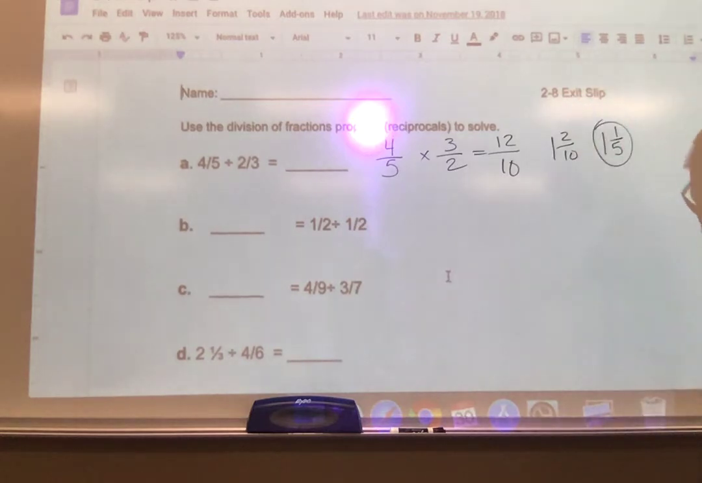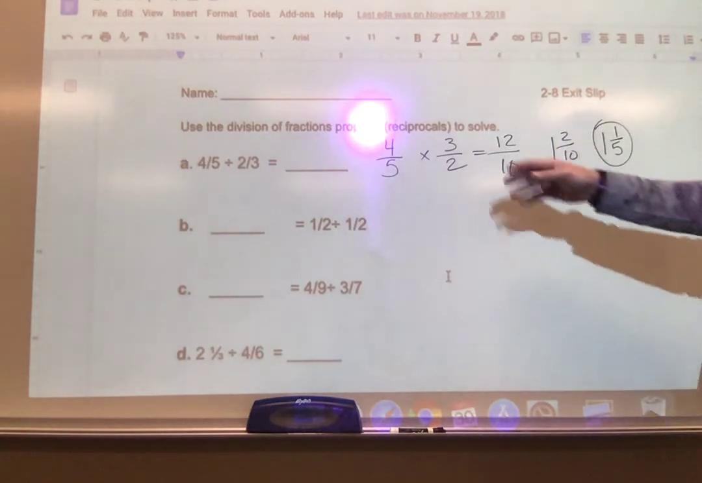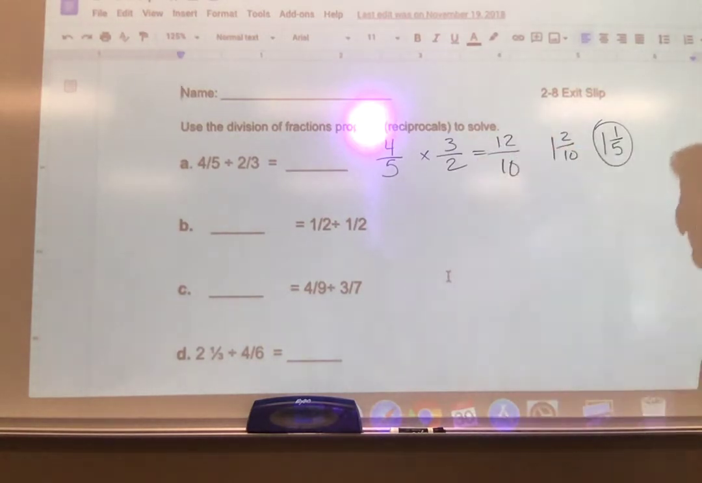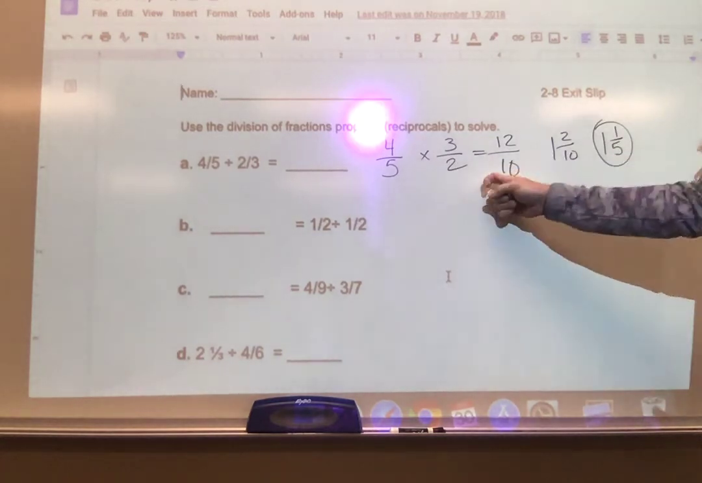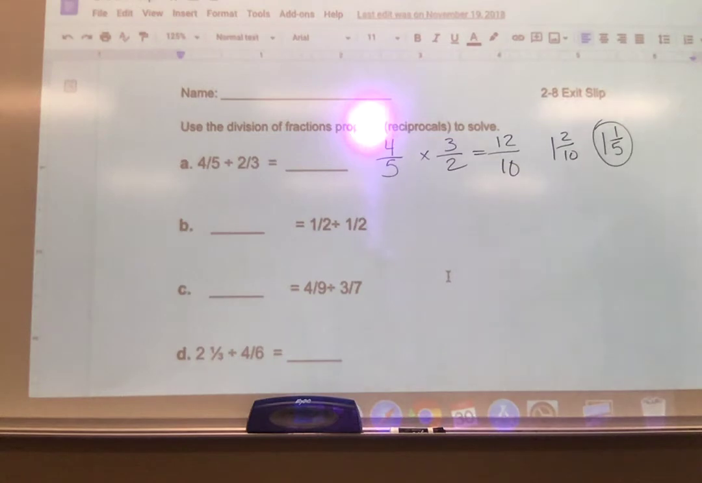And again, next year you guys are going to be having to make sure most answers are in simplest form. For us, that's not essential, but we're trying to make sure we learn the division of fractions property here. So if you don't get it in simplest form, that's okay. We're just making sure you're understanding this reciprocal process. But it's a good habit to get into.